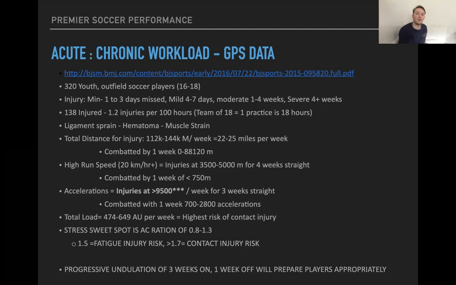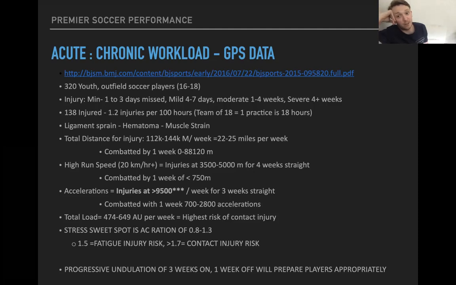The third one, and we bolded this because it was actually the most talked about and the most statistically significant piece, was the amount of accelerations. That's the amount of times that the software attached to the person picked up a change in speed. Injuries seem to consistently occur if more than 9,500 accelerations happen in a week. If that happens for more than 3 weeks, your kids are going to get injured. You need to combat it with 1 week of 700 to 2,800 accelerations.